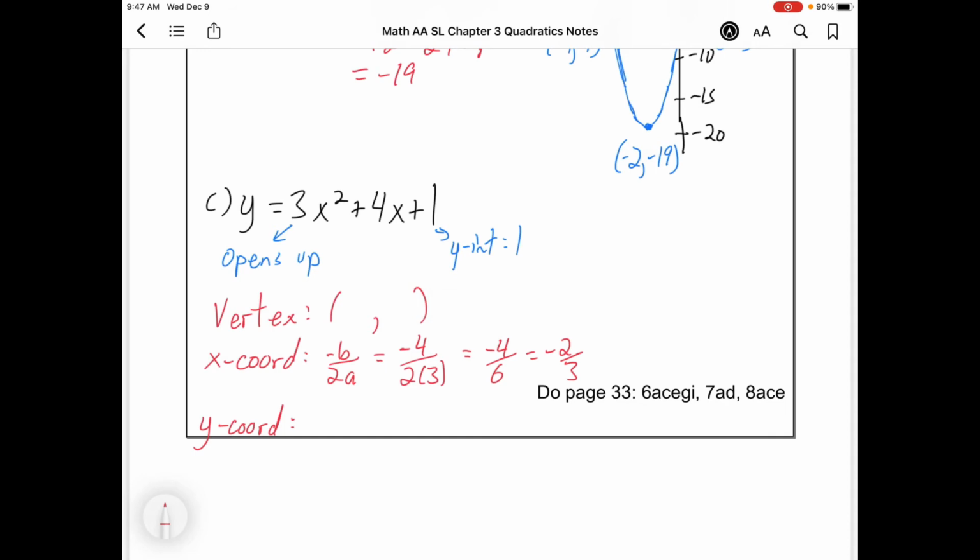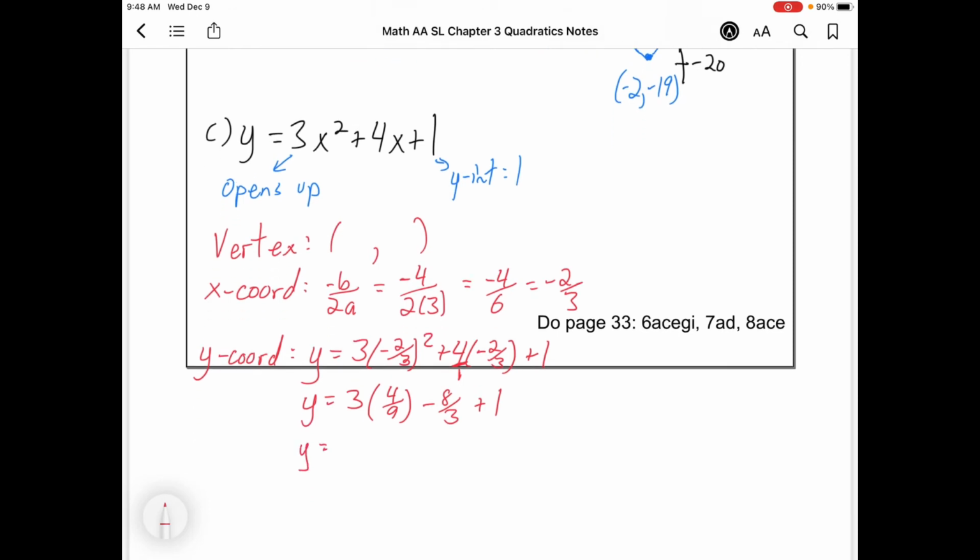Okay, so I'm just going to sub in negative 2/3 into that function. 3 times negative 2/3 all squared. Now you might want to pause the video and try this yourself, or you might want to follow along with me. Totally up to you. Let's see what we get. We get 3. Negative 2/3 squared is 4/9. This one, remember 4 is just 4 over 1. So if we multiply them together, we'll get 8/3 and plus 1.